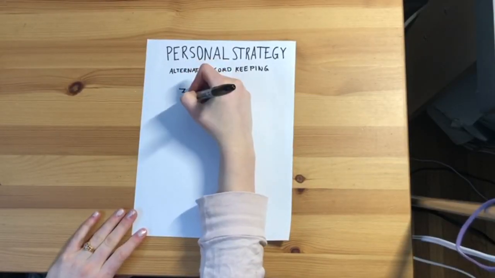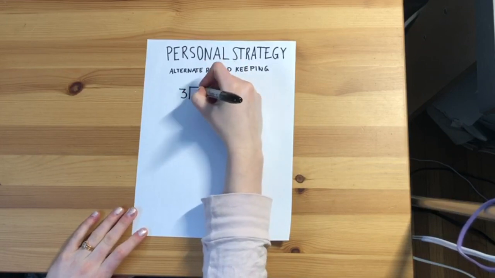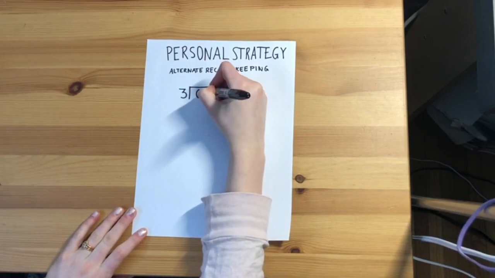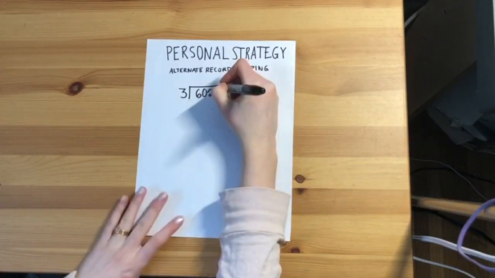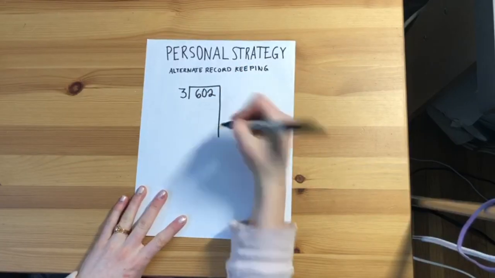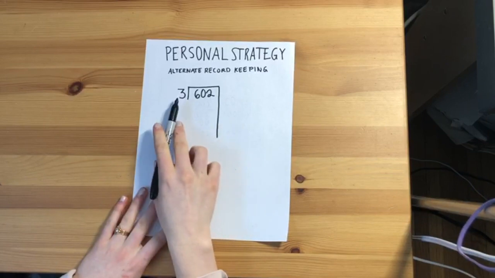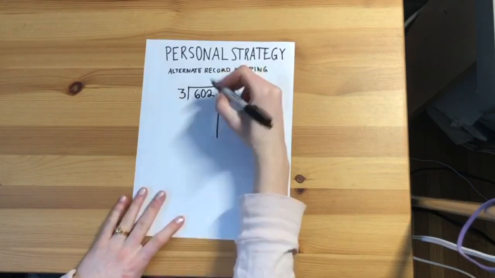I will now demonstrate how to solve 602 divided by 3 using my personal strategy, which is alternate record keeping. If we start with the question, 3 times what equals 602? It gives us a framework to use this method. I've written out the problem here, and I will now choose a simple number that can go into my dividend.